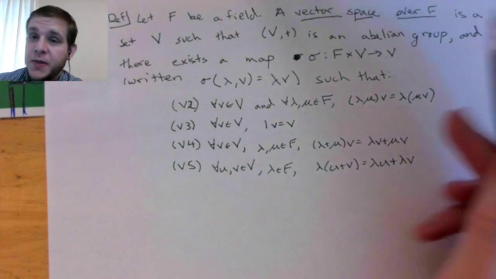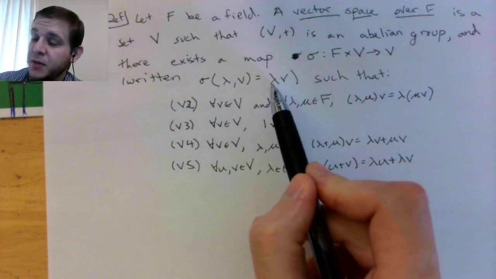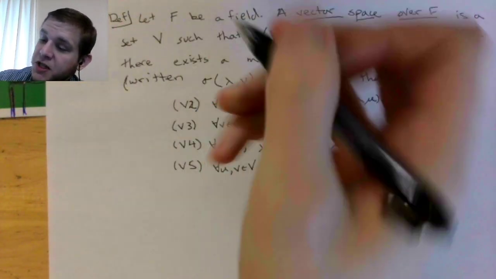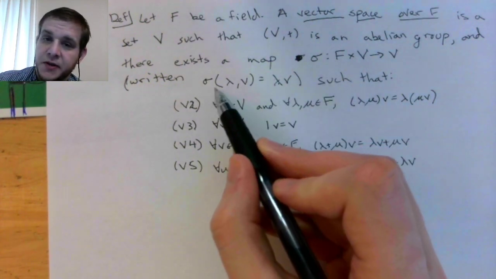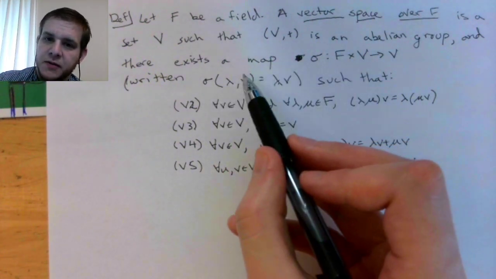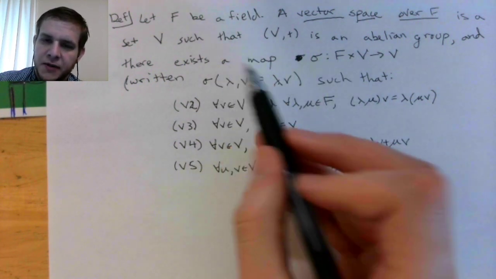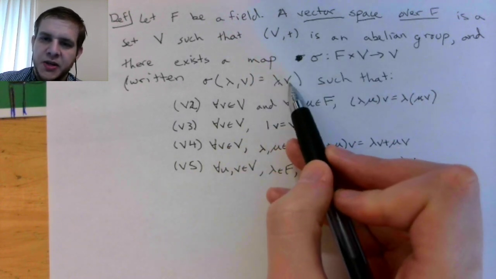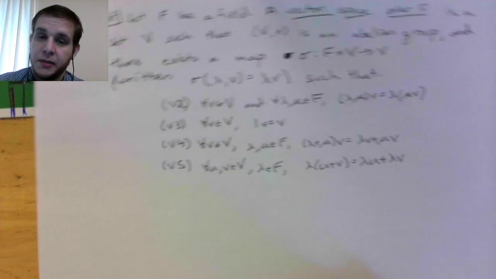What makes it a vector space in relation to the field is that I have some notion of scalar multiplication. Right? So usually we just write scalar multiplication as lambda times v, where lambda is an element of the field and v is an element of the vector space. So if you give me a number in my field and a vector in my vector space, lambda v represents the vector v scaled by the number lambda.